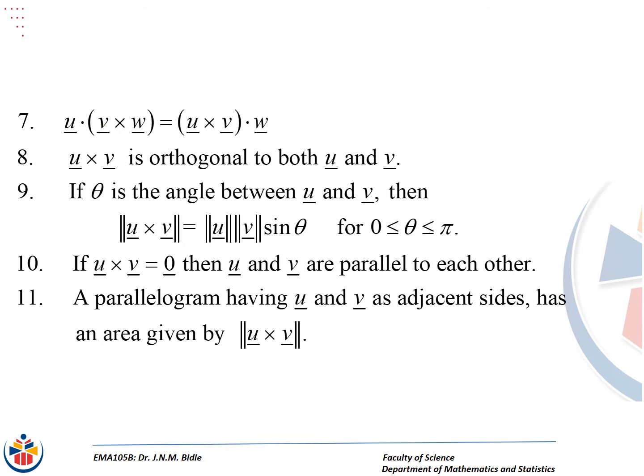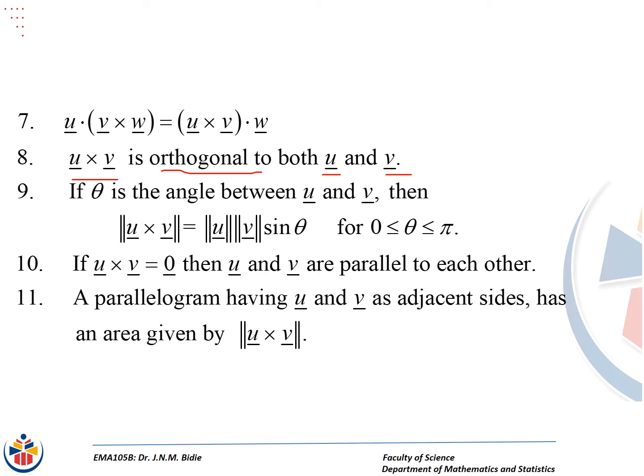Number 7, distributivity again of the dot and the cross product. And then number 8, note that the cross product between two vectors is always orthogonal to both U and V, to both its vectors. Now, I need us to remember orthogonality, that means perpendicularity.